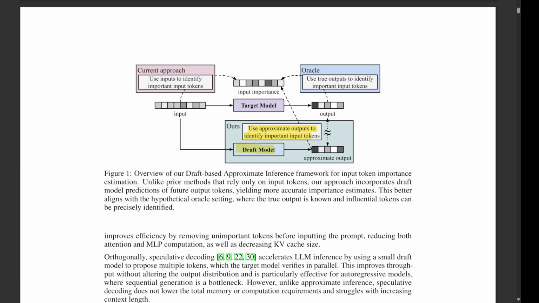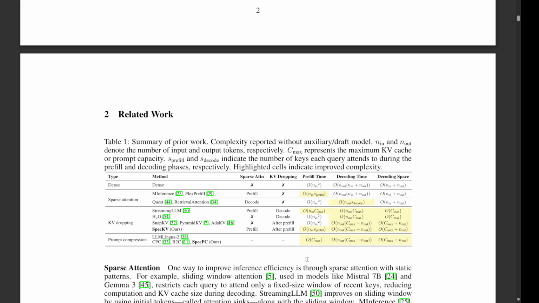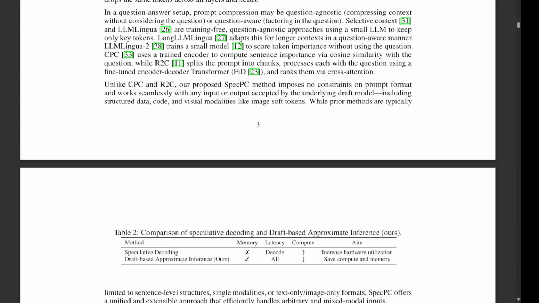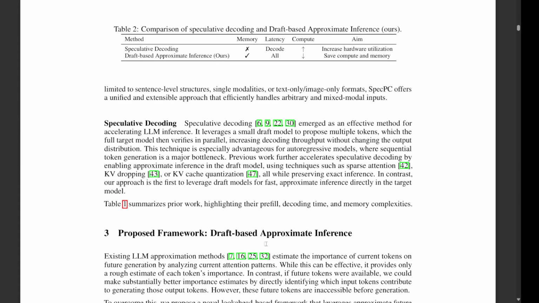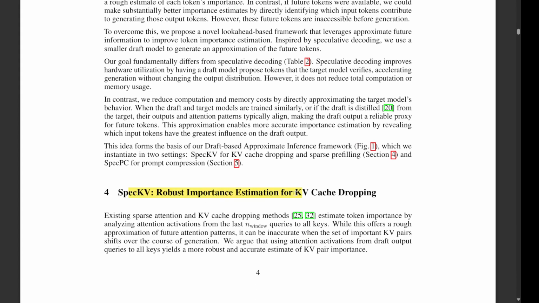Well, the core principle is that if the draft model is trained similarly to the target model, maybe it's even distilled from the target model, their behavior tends to align. Their outputs are often similar, and crucially, their internal attention patterns show strong correlation. So the draft model, even though it's smaller and faster, acts like a decent low-cost predictor of what the big model might do or focus on. Exactly. It's a reliable enough proxy, and this framework leads to two specific techniques they developed, SpecKV and SpecPC.